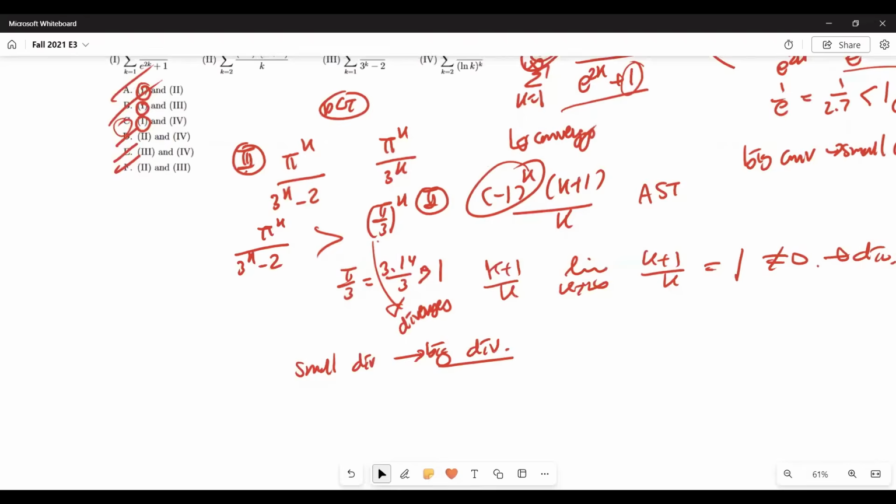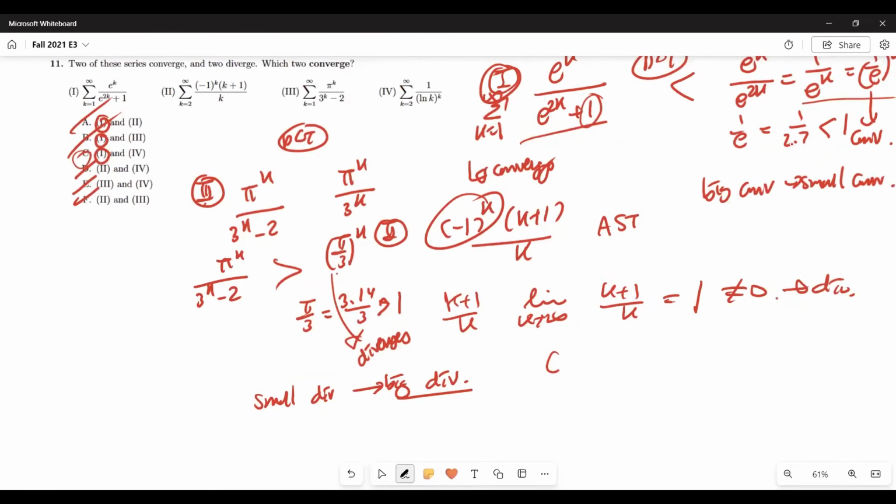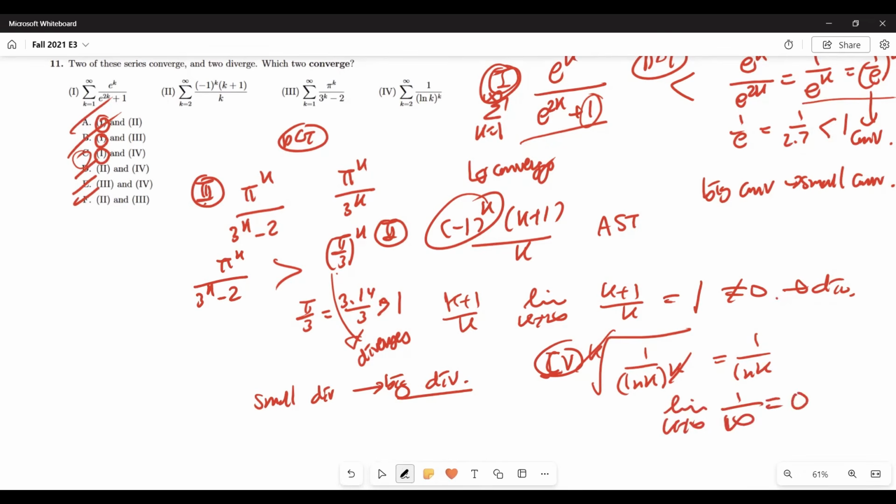Okay, let's try it though. So the fourth one, 1 over ln k to the k power. I'm going to use the root test for this one, because I know I can cancel out the k. So let's do that. 1 over ln k to the k power, the k cancelled out. So this is going to be 1 over ln k, and the limit as k goes to infinity, 1 over infinity is 0, which is less than 1. So by the root test, it converges. So the answer is C.